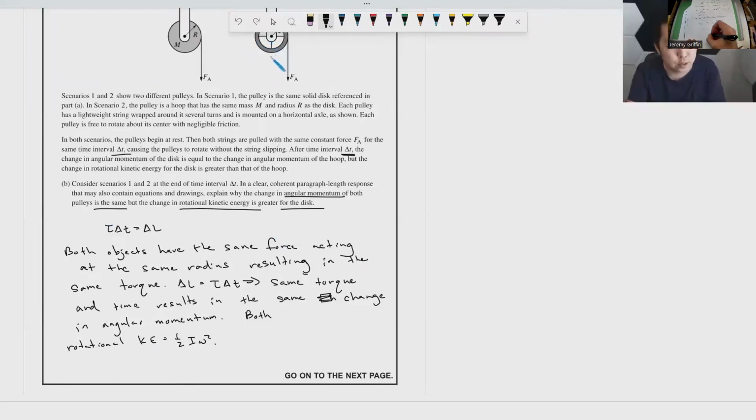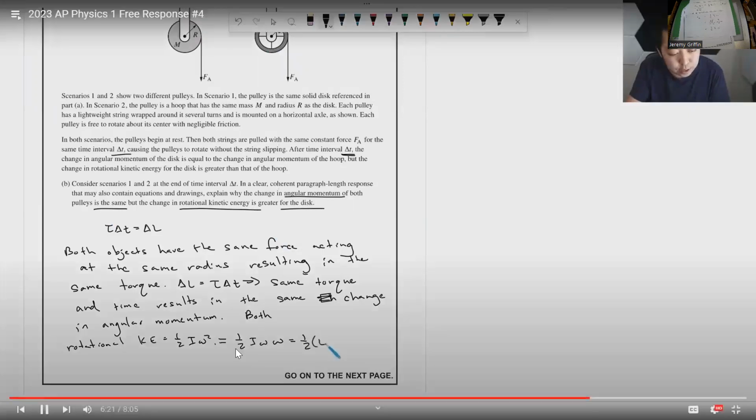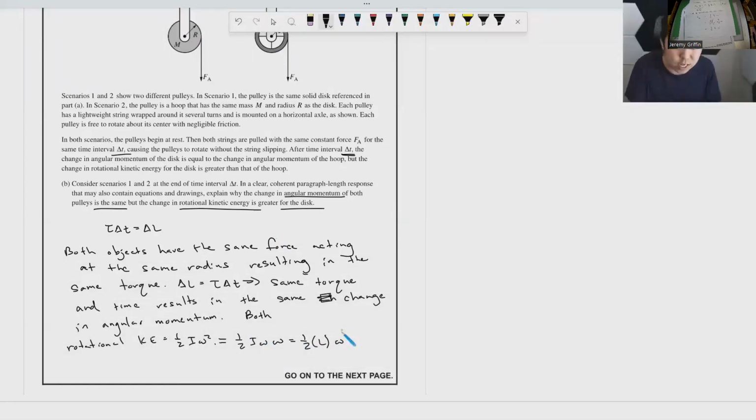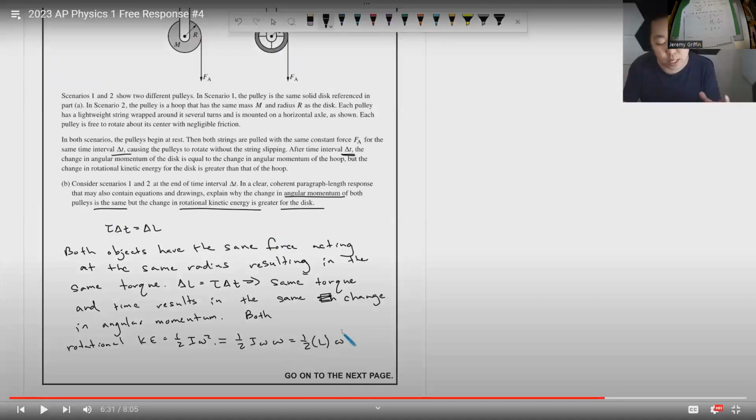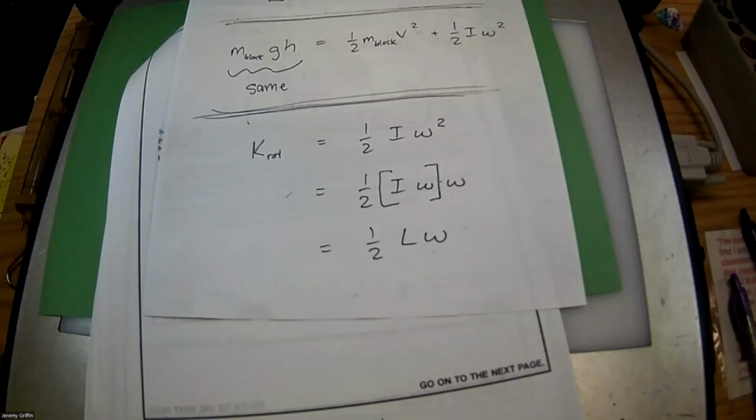Okay, by that argument, you can then use this argument about the kinetic energy. Then you could say, well, this is 1/2 I omega times omega, which is 1/2 times the angular momentum times omega. And so basically they have the same angular momentum, right? But this guy's moving faster. So the one that's moving faster is going to have more kinetic energy. All right, let me switch back over here.